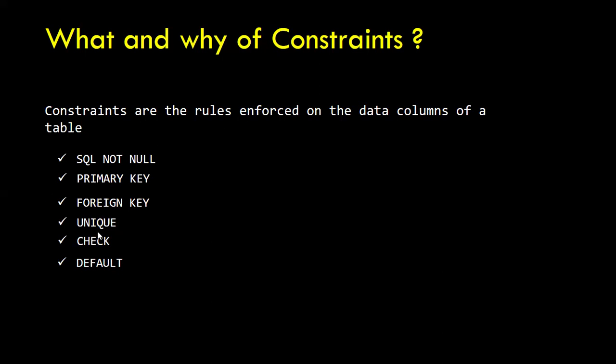In the case of the unique constraint, here also it's the same thing. You are not supposed to have duplicate values in a column where you have defined a unique constraint, but you can have a null value. But with the primary key, no null value is allowed.